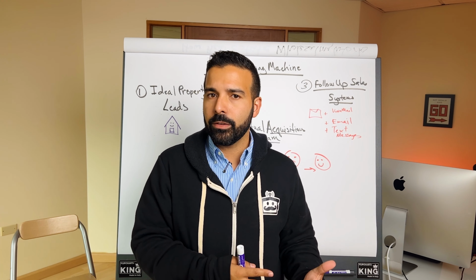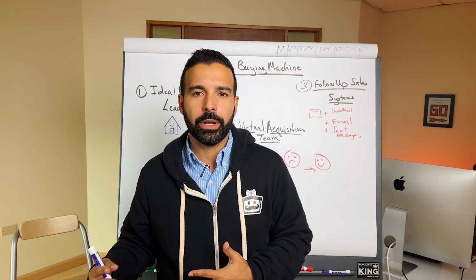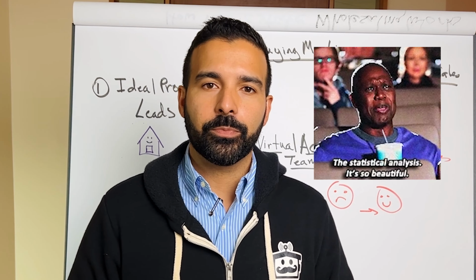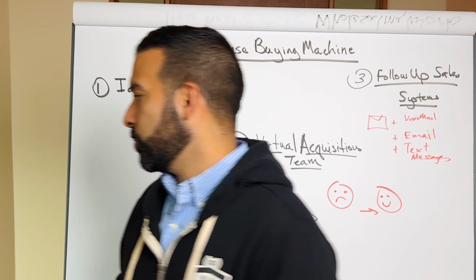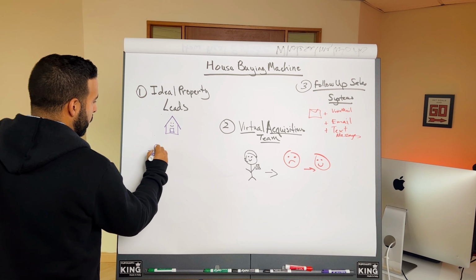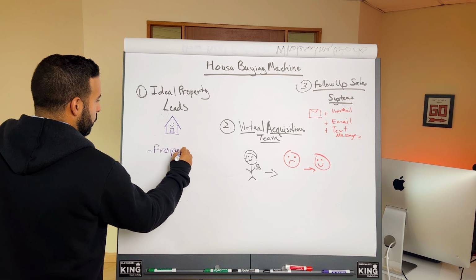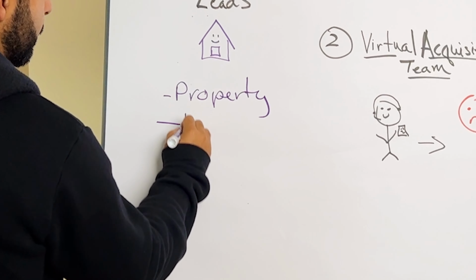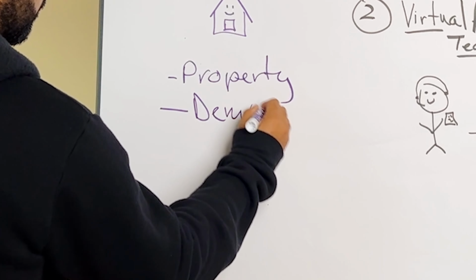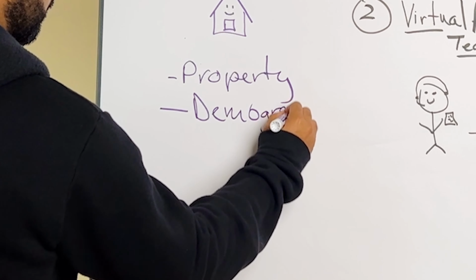Were they getting a divorce? Or was it an inherited property? Were they out of state or not? Okay. It's very important to understand not only the property characteristics, but also the demographics of the person, right? The demographics of the person.